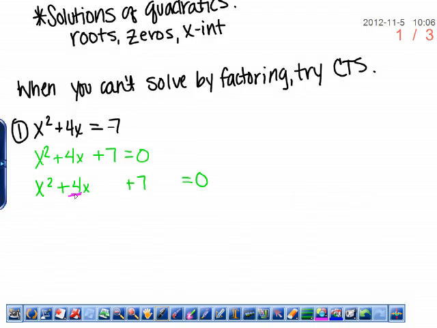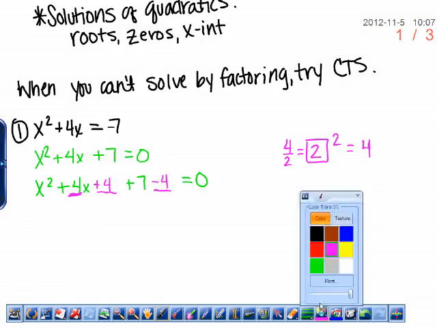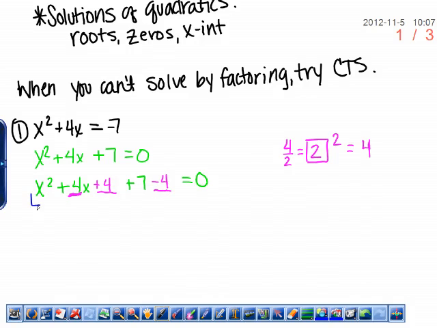Yep, get your b value of 4, and what do we do to it? Half it, and we get 2. Box it, square it, and we get 4. Then I write it. What do I write? Plus 4. And then how do I counteract it? Minus 4. Okay? We turn our first 3 terms into a binomial squared.